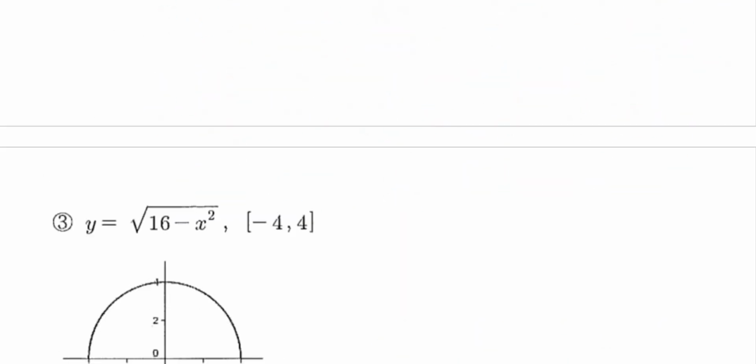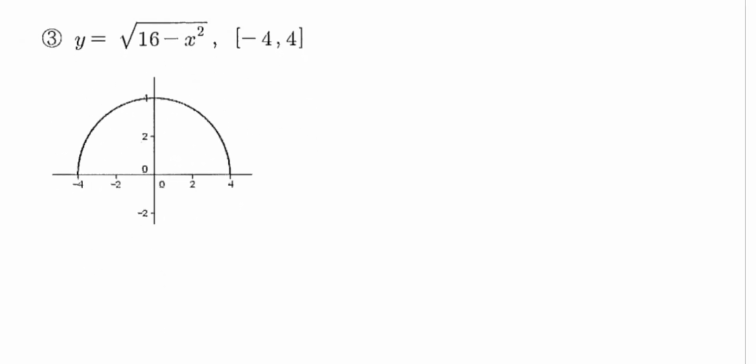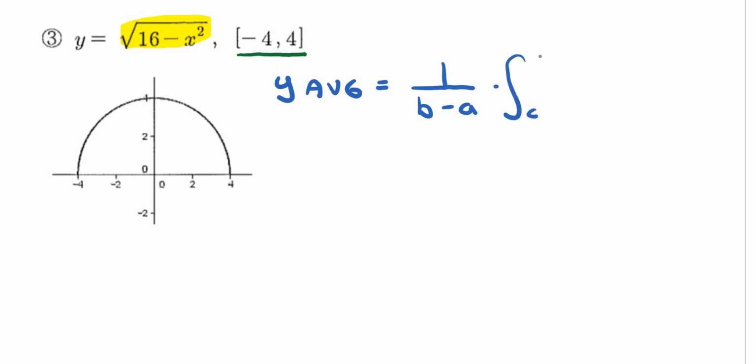Okay, so move on to the next question here. Question number 3. So this time I have a semicircle, as indicated by the square root of 16 minus x squared, and I'm in my domain between -4 and 4. All right, so there's my semicircle. So if I want to find my average value here, once again, this is going to be 1 over b minus a times the integral from a to b of f of x dx.